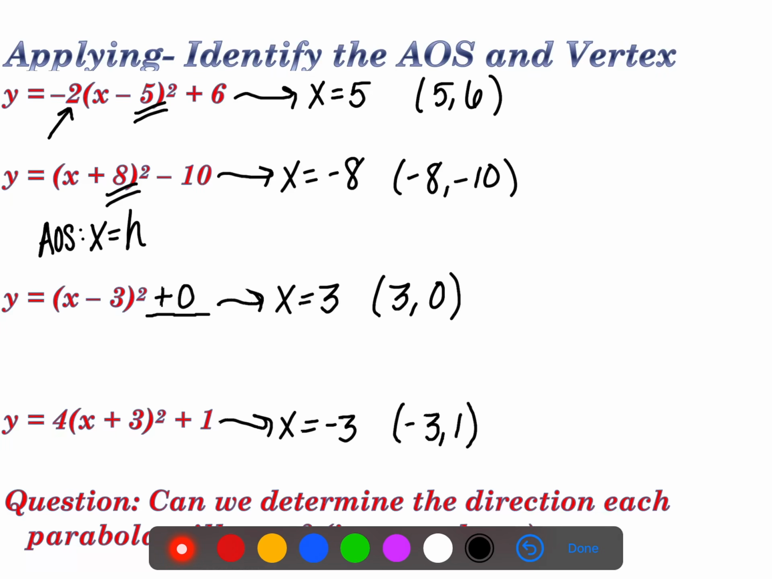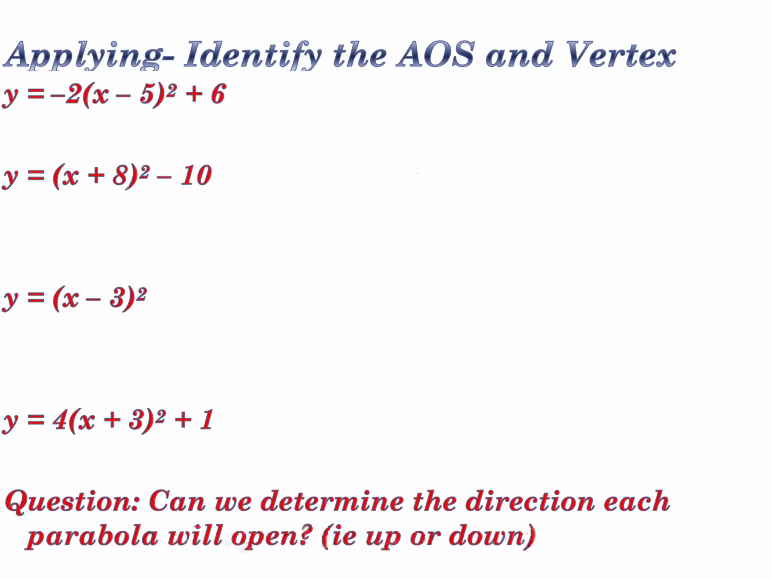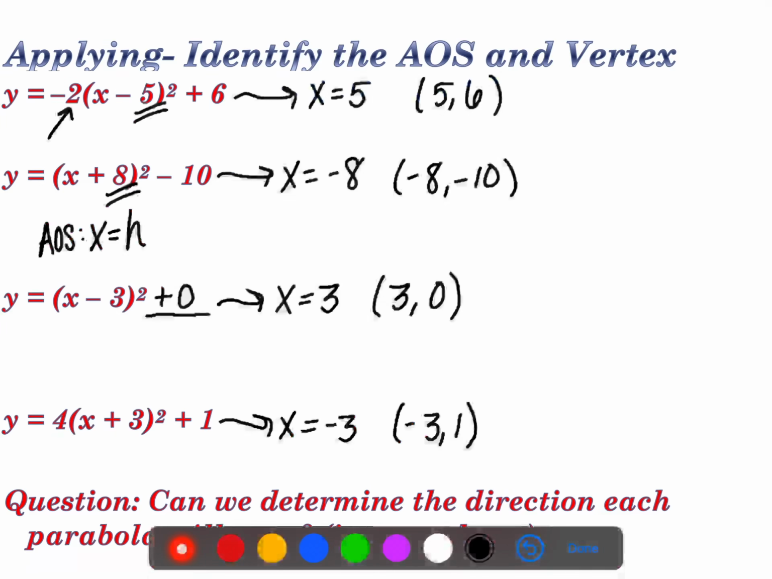Okay, this question that's hidden here on the bottom says, can we determine the direction that each parabola will open? Meaning, does it open up or down? So how can we determine that from vertex form? We can actually look at the a value in each. The a value is in front of the parenthesis. A positive a value opens up and a negative a value opens down.